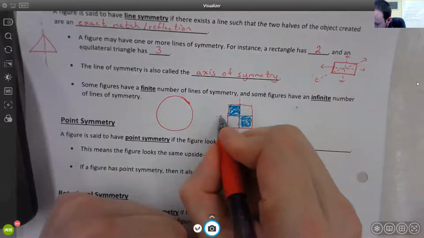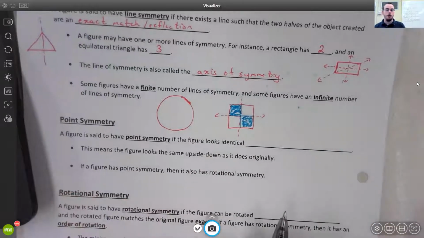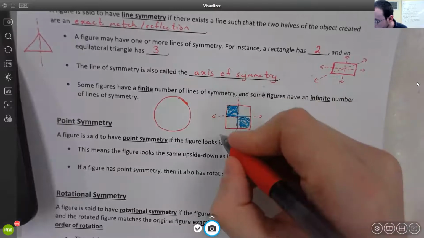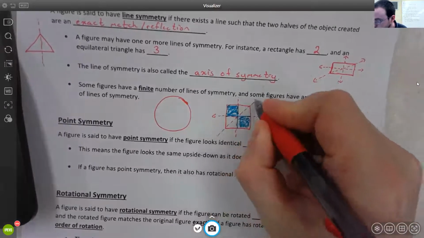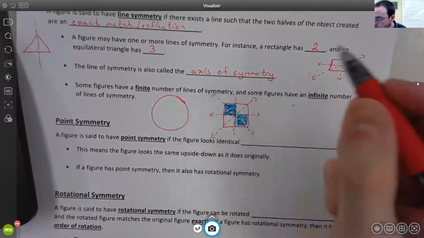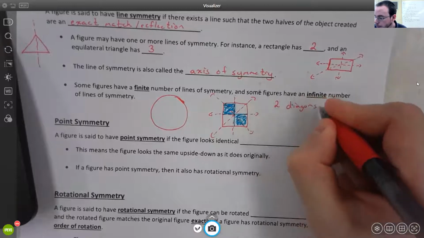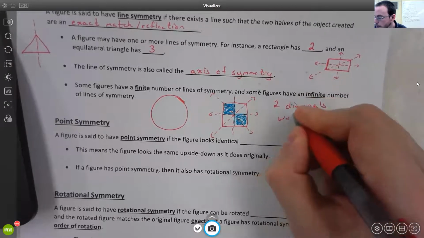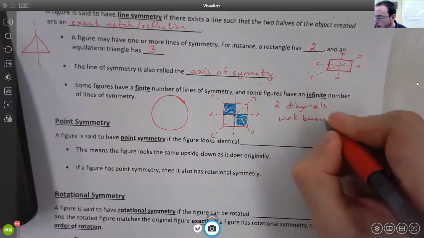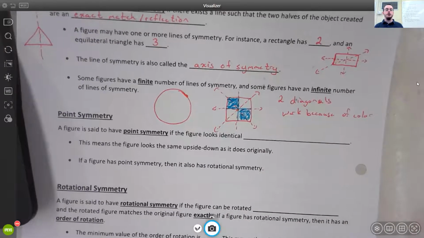And the same thing would apply for this type of line of symmetry. That one wouldn't work. But this one would, and the other diagonal would. So the 2 diagonals would work, but the other ones wouldn't. So because of the color, the shading, that can change things. So just make sure you're aware of that.